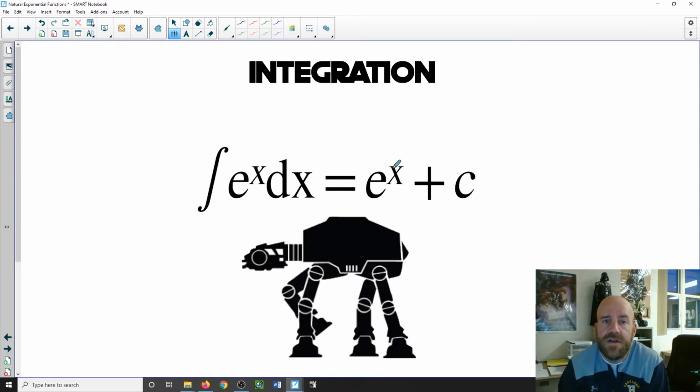All right, so integration. So I have the integral of e to the x dx equals e to the x plus c. All right, so we have to remember that. So we're going backwards, the same thing, and then we're going to do the same thing with e to the u.